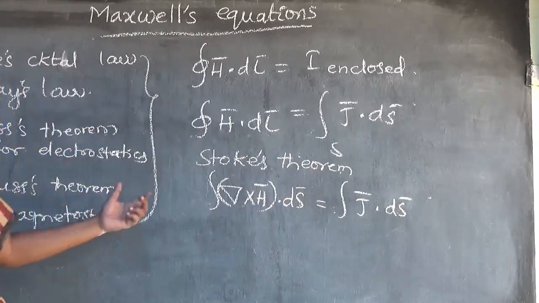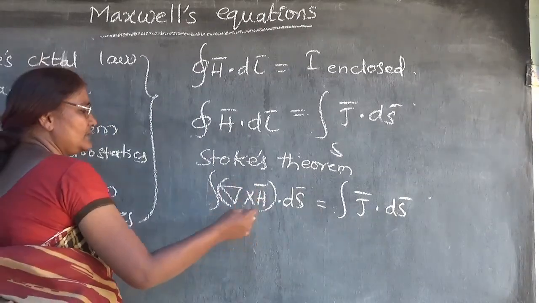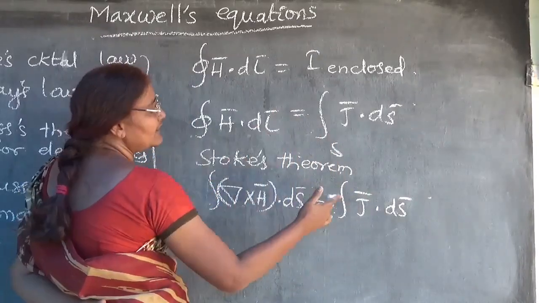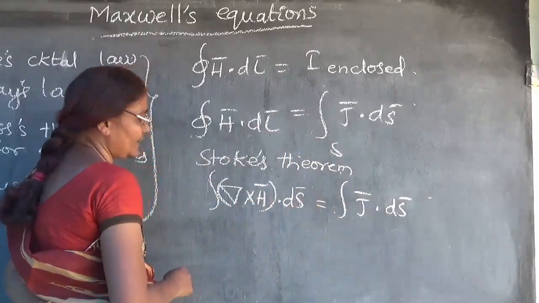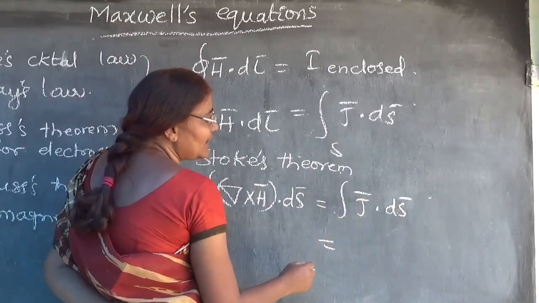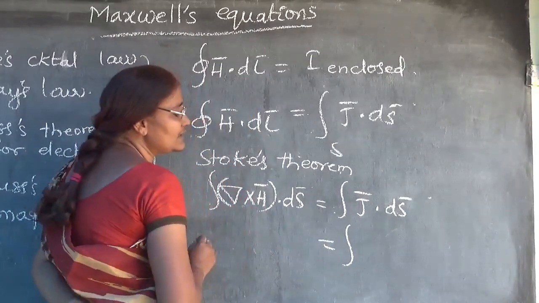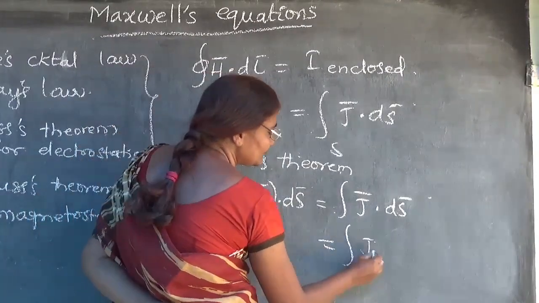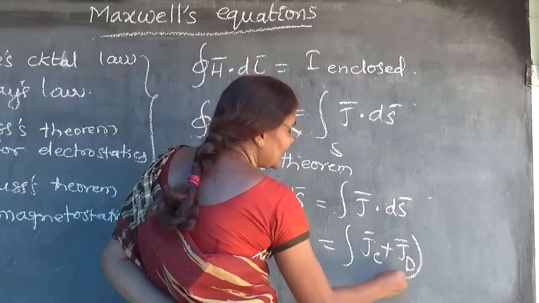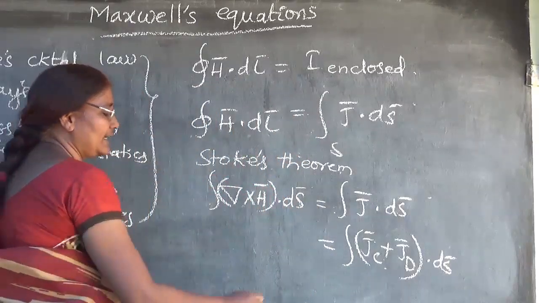So if you compare these two, what will I get? That is the same surface. If both the quantities have the identical surface, then I can write this. What is J bar? J bar is the total current density. What is the total current density? It is (JC bar plus JD bar) dot ds bar. Can I write like this? Yes, I can write like this.